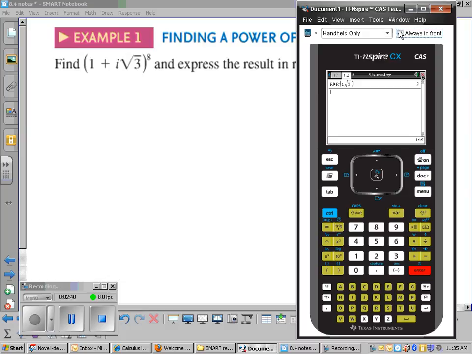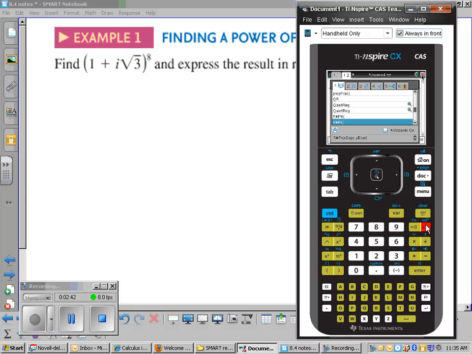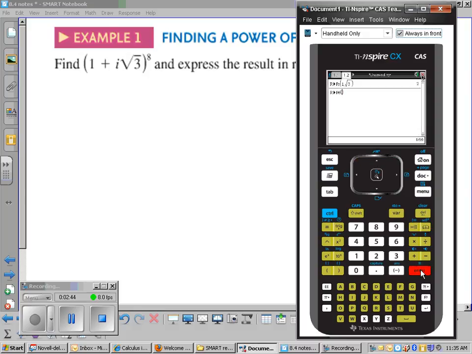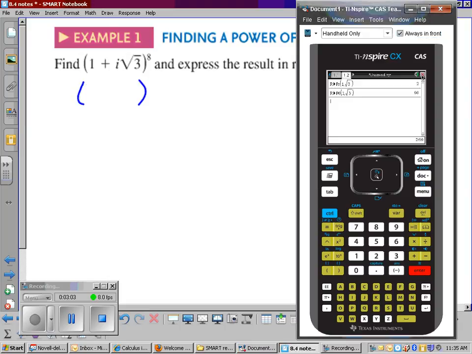And then I want to do the same thing, go back to the catalog, I want to find my theta, and my arguments are going to be the same to find the theta. And I find that my angle is 60. My calculator is in degrees, so it's giving me that answer in degrees. So I know that this number that's inside the parentheses right here has an r of 2 and a CIS of 60. And I want to raise that to the 8th power.